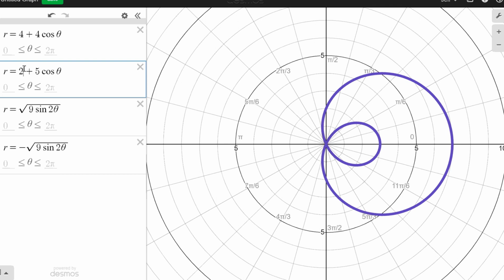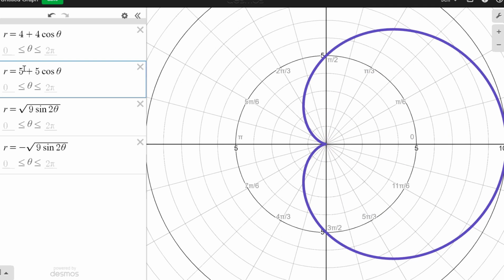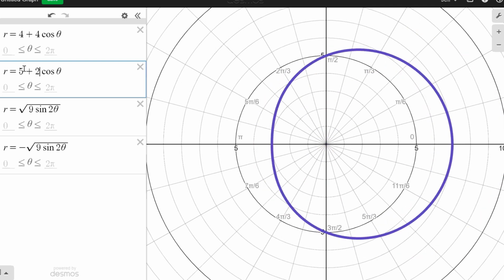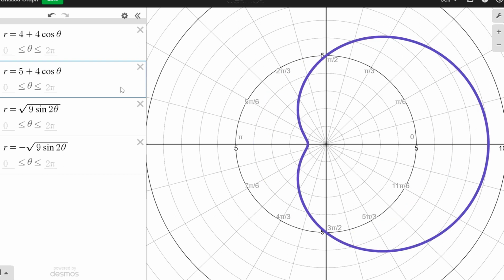If I change, let's switch these around. Let's make this 5. There's another cardioid. But let's make this 2. Now we don't get a little swirl in here, but instead it's kind of like a misshapen circle. Maybe we'll go a little bit less pronounced. If I make this 5 and 4, we still get that little point in here, but we're not getting any swirl in the middle.